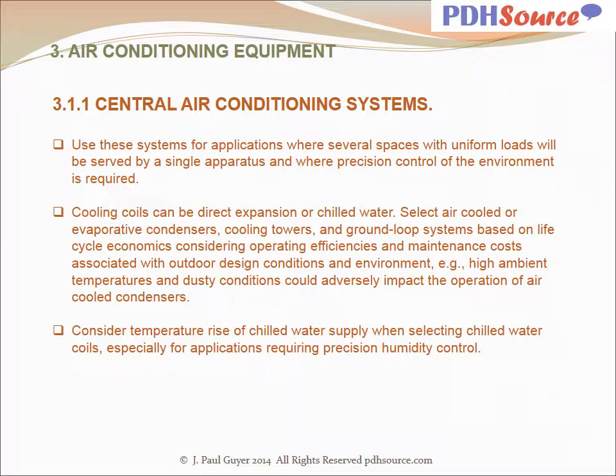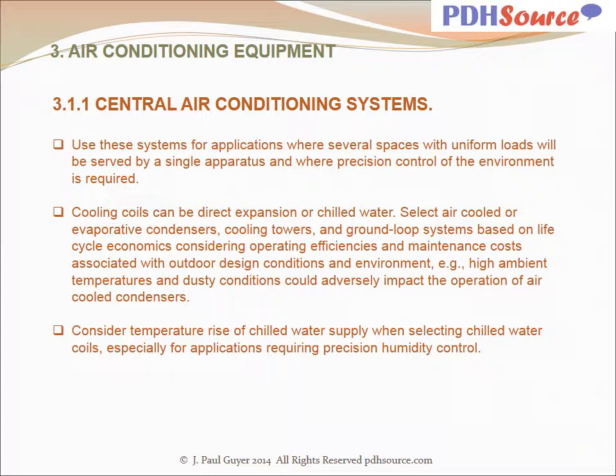Well, first there's a category you might call central air conditioning systems. And these are systems for applications where several spaces with uniform loads are served by a single apparatus. And they are large systems, typically over 100 tons of cooling capacity.